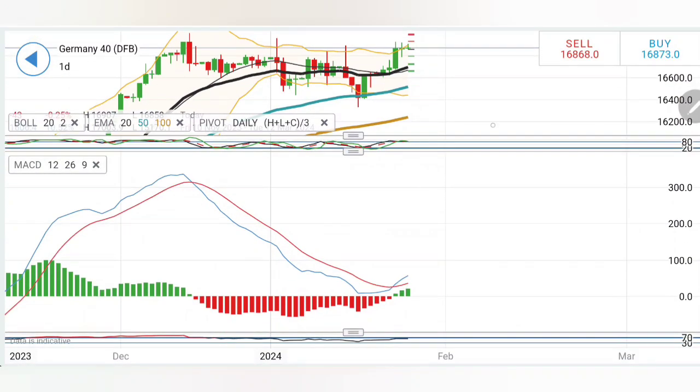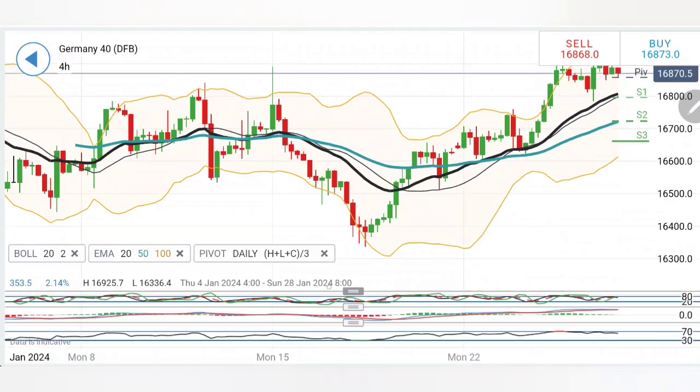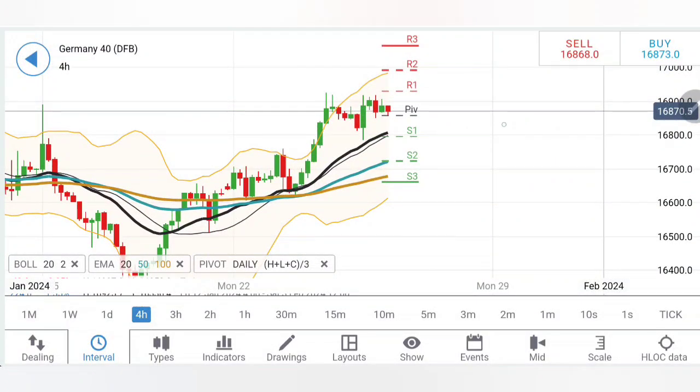Stochastic has come to overbought. MACD has crossed over, trading with divergence here. Signs of bullishness. RSI rising. On the 4-hour charts, see, there is a greater resistance available here.